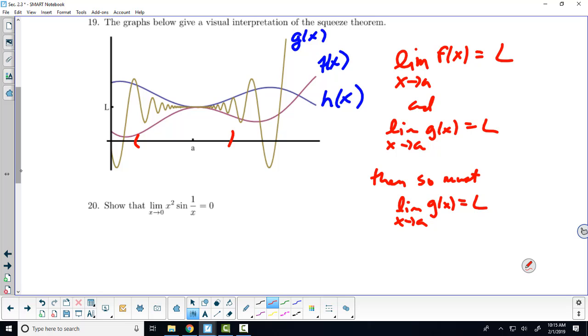Yeah, Sean. The middle one needs to be h of x. Thank you. Thank you. Good catch.